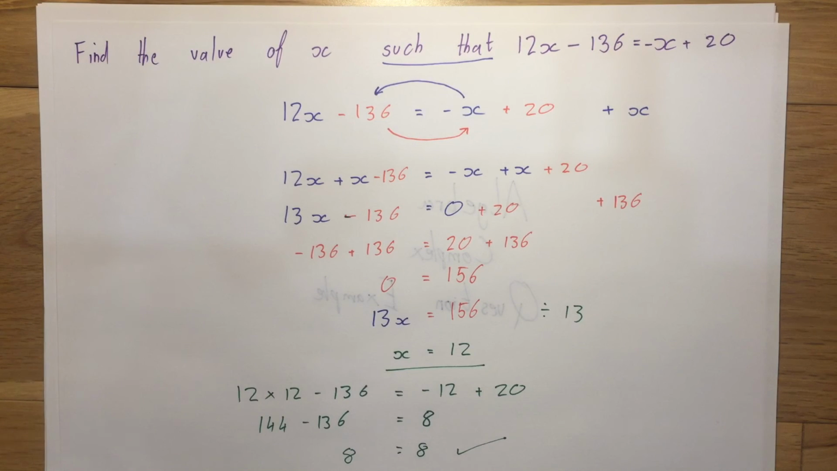Therefore, we've shown and checked that x is equal to 12, such that 12x minus 136 is equal to minus x plus 20.